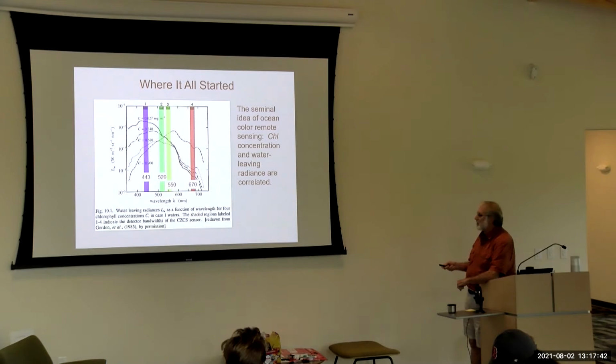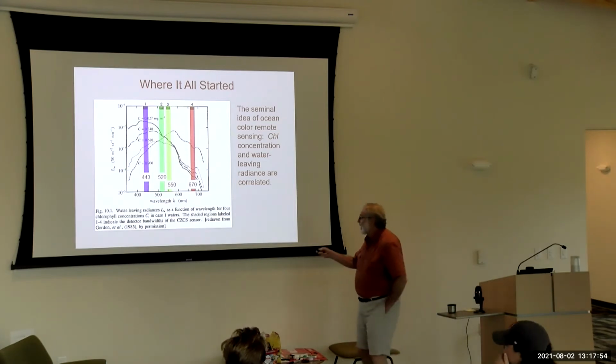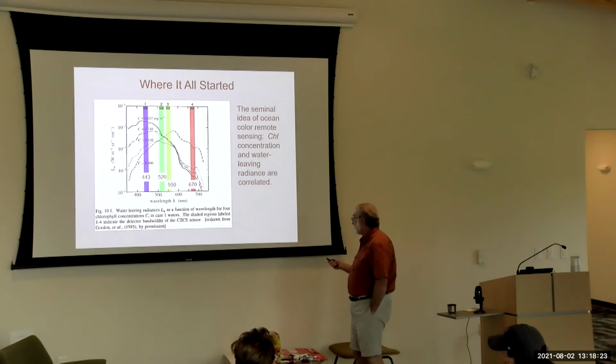Howard Gordon and various other people went out, they measured, in this case, water leaving radiance for different chlorophyll concentrations. And then they simply looked at this and said, well, look, as we go from low chlorophyll, the spectrum is very high here at 443, and at high chlorophyll, the spectrum is low at 443, but there's not much change in here. There's kind of a little hinge point. So they said, well, if we took the ratio of, say, 443 to 520 or 550, that should be correlated with chlorophyll concentration.